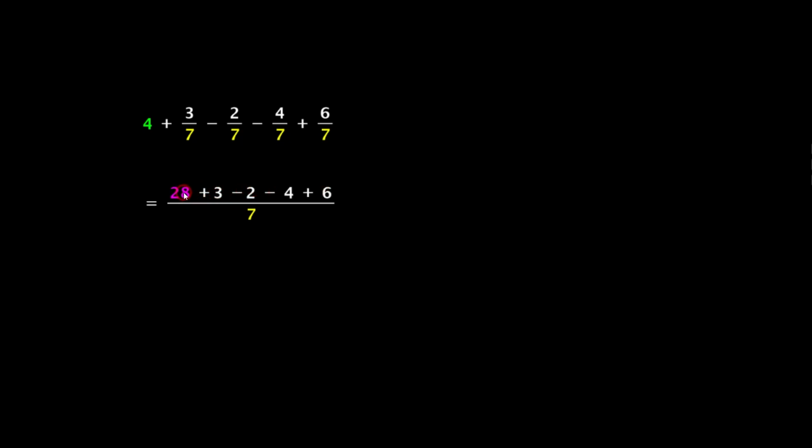Let's do it in a different way. 28 plus 3 is 31. We are taking all the positive numbers with the 6, 37. 37 subtract the 6, that is, negative 2 and negative 4, which is 6. It should be 31 over 7. And we are done.